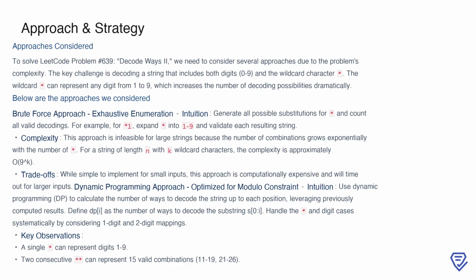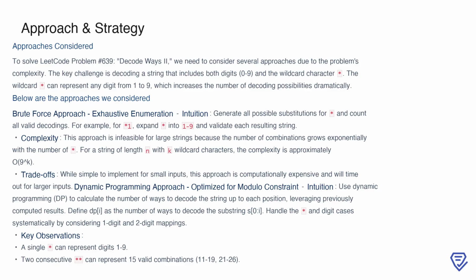However, this method quickly becomes impractical because the number of combinations grows exponentially with the number of asterisks. For a string of length n and k wildcards, the complexity is roughly 9 to the power of k, which is infeasible for larger inputs. While simple to implement for small cases, this approach struggles with efficiency and scalability.